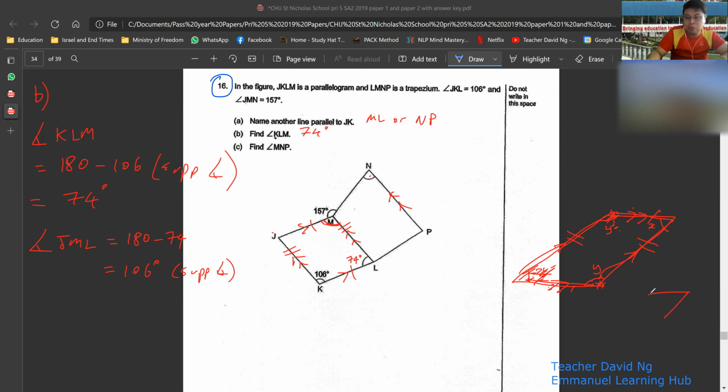Likewise for rhombus. Okay, rhombus has equal sides, parallel. This angle and this angle are the same. This angle and this angle are the same. Rhombus and parallelogram, same concept for angles.